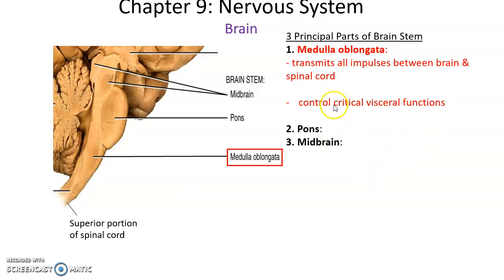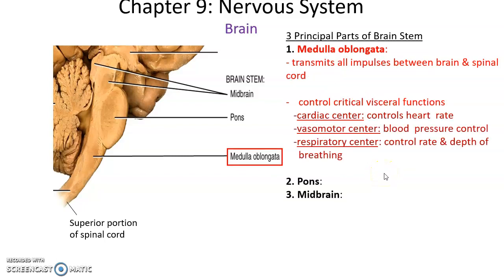In addition, the medulla oblongata controls some of our very critical visceral functions. So for instance, the cardiac center is localized here, and that helps to regulate the heart rate. And obviously we want to be able to control how fast or slow the heart beats, because that is very important. The vasomotor centers here help control blood pressure, again another critical function. And also the respiratory center is found in the medulla oblongata. This helps to control the rate and depth of breathing. So pretty clearly, the core functions needed to stay alive are localized to the medulla oblongata.